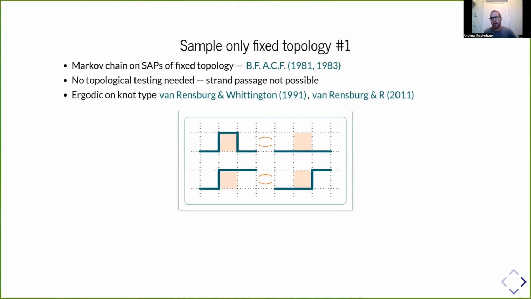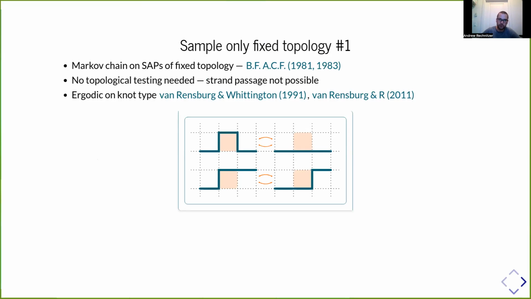All right. So the other thing that you can do, because sampling from this superset and getting out the ones that you want becomes very, very slow as things become very large, is you can study things of only a fixed topology. And so the standard way of doing this is to use a Markov chain on self-avoiding polygons of fixed topology using BFACF. So there's no topological testing needed because strand passages aren't possible. You can't change the topology when running this algorithm.